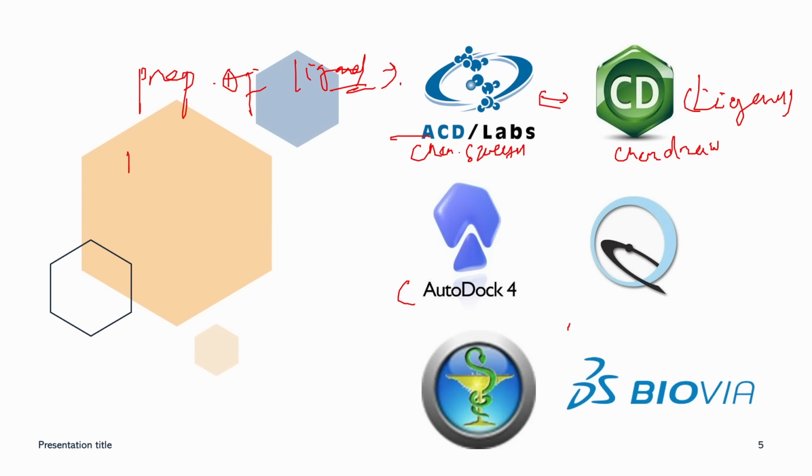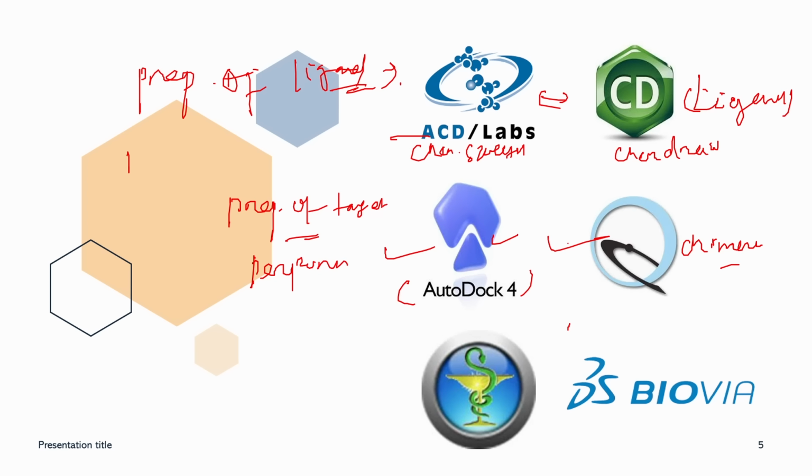Then for preparation of the target, we have two tools. One is AutoDock and another one is Chimera. So this is Chimera and this is AutoDock. These two tools are used for the preparation of the target as well as to perform the molecular docking also. So basically, what's the role of these two tools? To prepare the target and to perform the molecular docking.